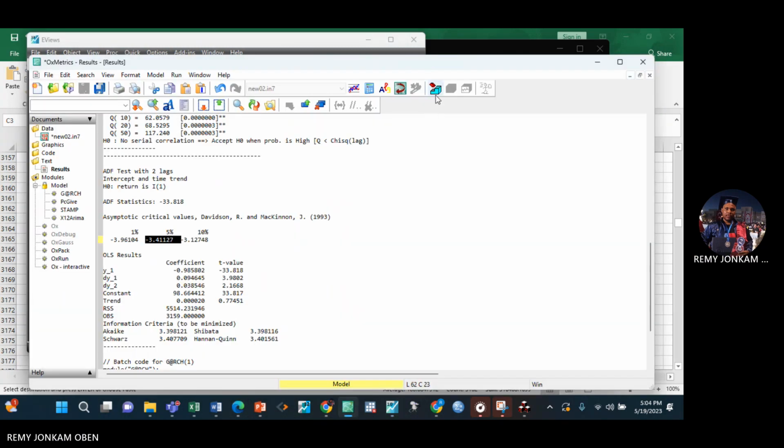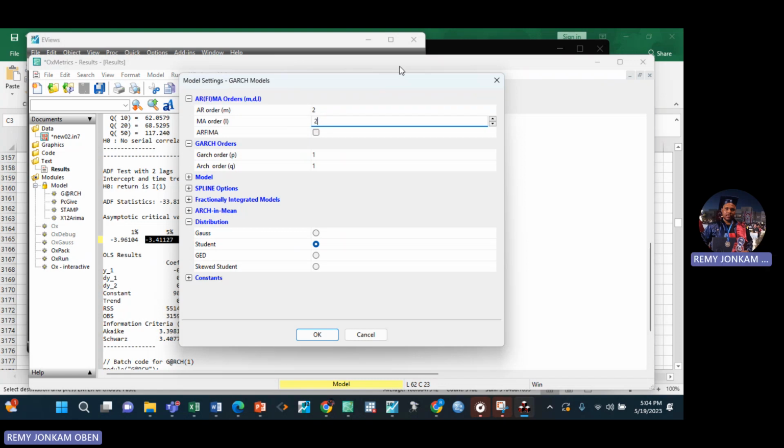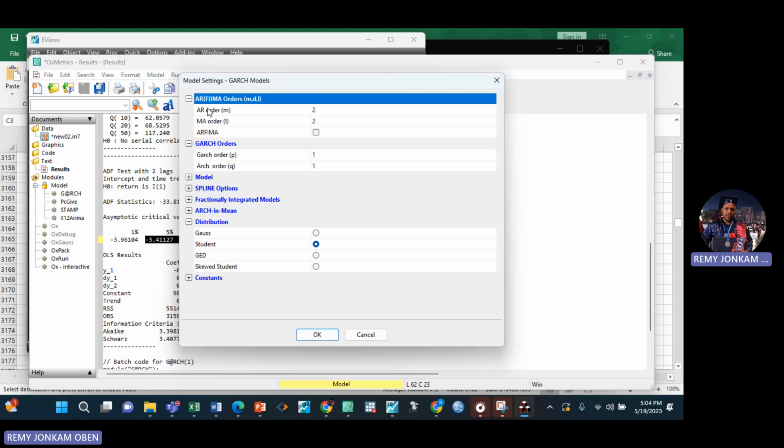So if I come again here to model, for AR, I'll use 2. For MA, I should use 2. So please always use EViews to check the ARMA order. Okay. Once I have the ARMA order as 2, 2, now for the GARCH orders, let's leave it as 1, 1. Most of the studies in the literature are using 1, 1, and they are saying that it is the best GARCH order to use. So leave it here 1, leave it here 1, don't change it.